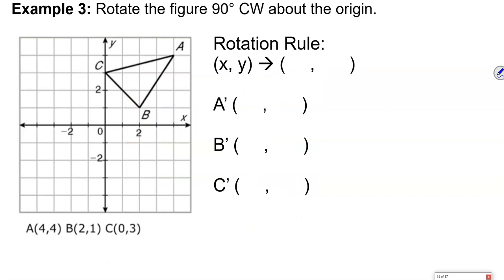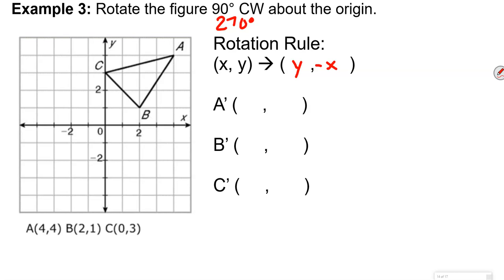Okay, so here's my last one. Rotate the figure. Notice this one says 90 degrees clockwise. So do you remember what 90 degrees clockwise is if we do it counterclockwise? Yep, 270 degrees, right? That's a 270-degree rotation. So again, we flip the points and we make the second value negative. So this is y, negative x.